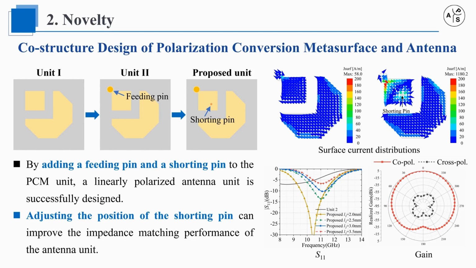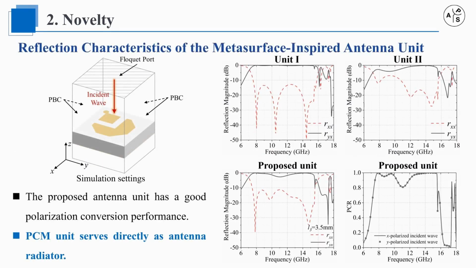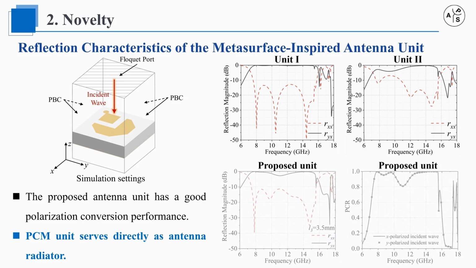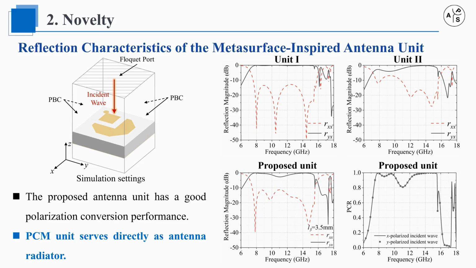Thus, by adding a feeding pin and a shorting pin to the metasurface unit, a linearly polarized antenna unit is successfully designed. The reflection characteristics of metasurface units are simulated to verify the design. Unit 1 can rotate the polarization of energy in a wide band, while Unit 2 performs worse, particularly in the frequency range of 7.6 to 11 GHz. However, the proposed unit has almost the same performance as Unit 1. Therefore, by introducing a shorting pin, the polarization conversion metasurface unit can be directly used as the antenna radiator.